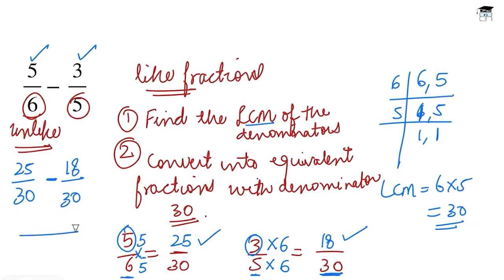Okay, so what is the next step? The next step is to subtract these numerators and keep the denominators the same. So it is going to be 25 minus 18, which is 7 by 30. So we have subtracted two unlike fractions and the answer is 7 by 30.